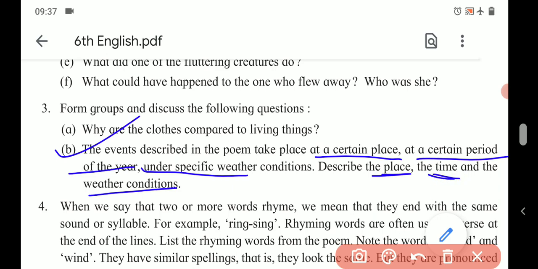Then time, it is clearly mentioned in the poem, that is March, right? The month of March of the year. Then weather condition, so we can simply tell how the clothes are making movements accordingly. The weather is windy, right? According to the poem, or according to the place where the poetess lived, the weather is cold but sunny, with a strong breeze, strong wind.